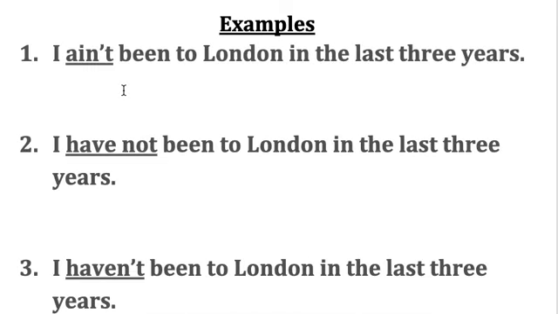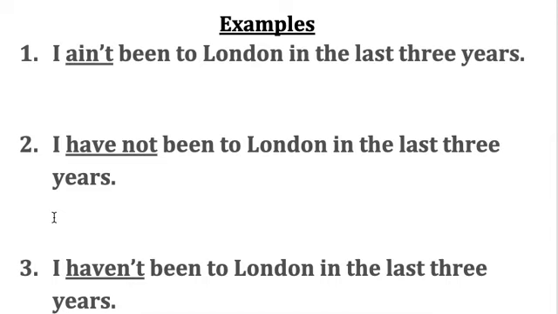Now let's go further. I have one more example. I ain't been to London in the last 3 years. Now if you look at the use of the subject I, it takes I have not been to London in the last 3 years. If you contract have not, it will become I haven't been to London in the last 3 years. So in this case, ain't is the form of have not or haven't. So in all four different examples, we saw four different forms that ain't can take. Now why should we avoid using it?